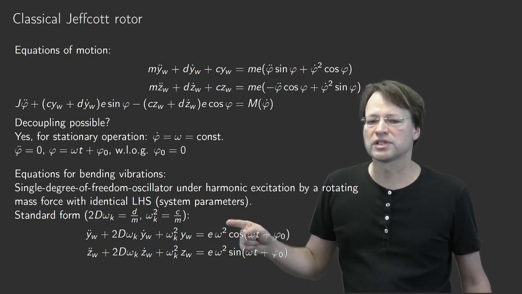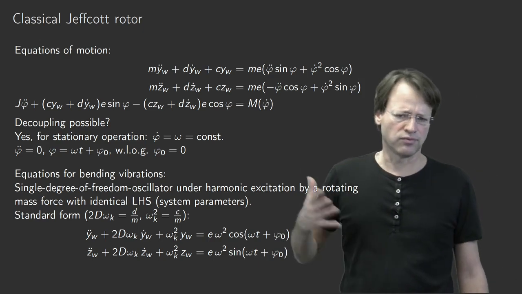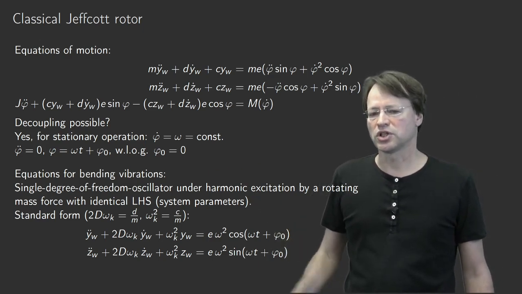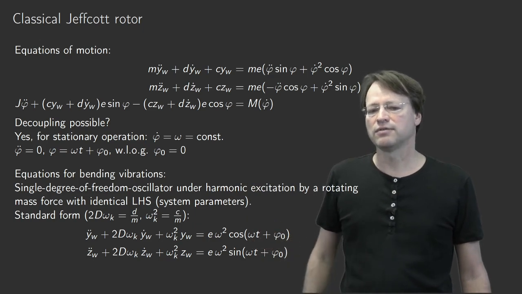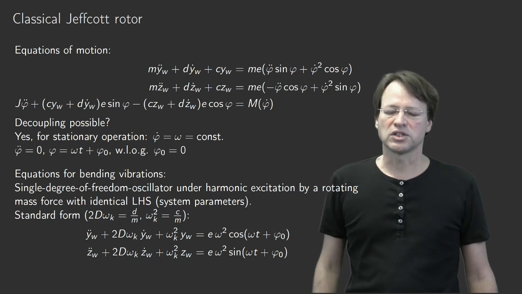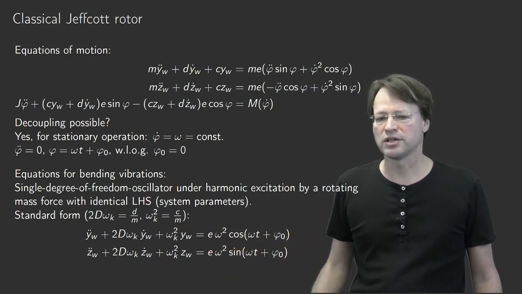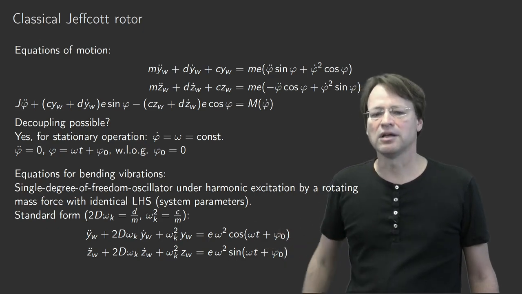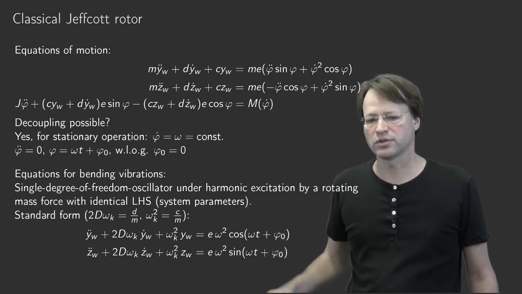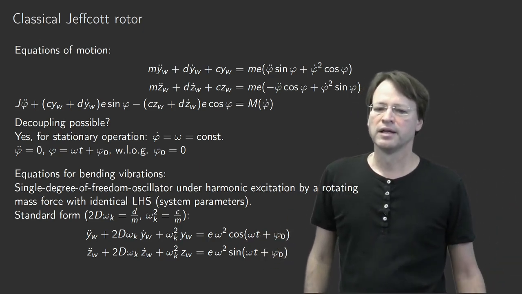If we move to standard parameters, or the standard form of these equations, as you have seen in the chapter before on vibration isolation, you just divide the equation by m and then you introduce the standard parameters. Then what you can see is the left-hand side, of course, looks the same in both equations. And for the right-hand side, the only difference is the choice of the harmonic function. In the first equation, it's a cosine. In the second equation, it's a sine.